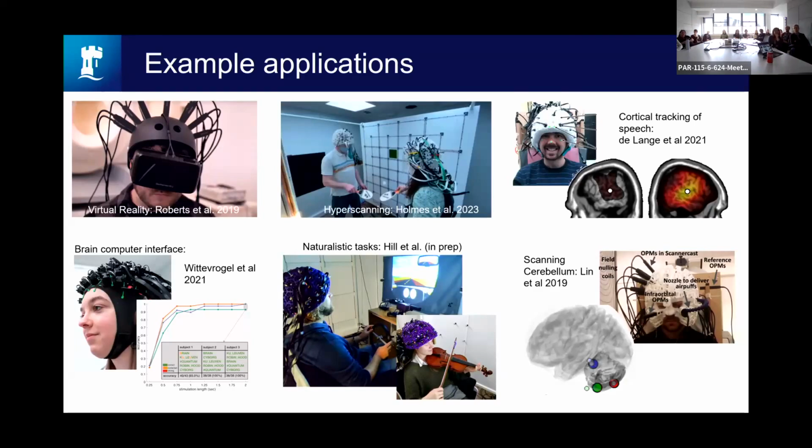She worked on designing an array to specifically measure the cerebellum. So most MEG systems are actually quite bad at looking at the cerebellum. Obviously, because of the flexibility, you can put OPMs anywhere. You can design an array specifically to put it right down near the neck and to look at cerebellar signals. So that's what Sophie did a few years ago in 2019.